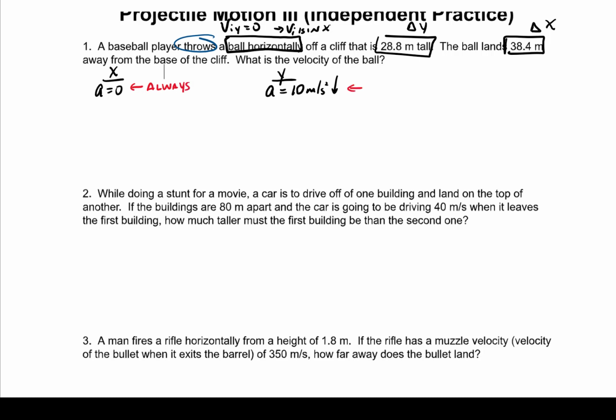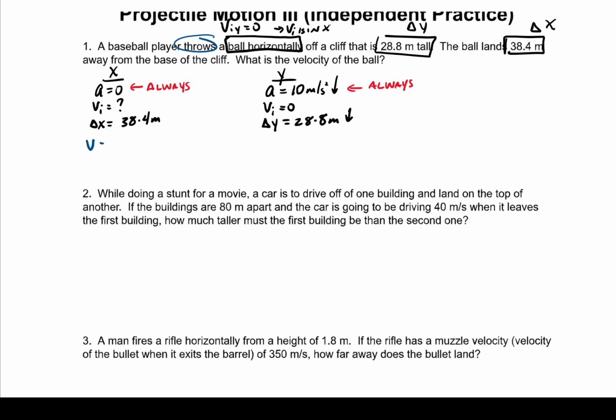It is always 0 in the x for the acceleration, and it is always 0 in the y for the acceleration. The initial velocity in the y, we know because we threw it horizontally, is going to be 0. The initial velocity in the x is what we're trying to find. My delta y is 28.8 meters, and my delta x is 38.4 meters. That delta y is down.